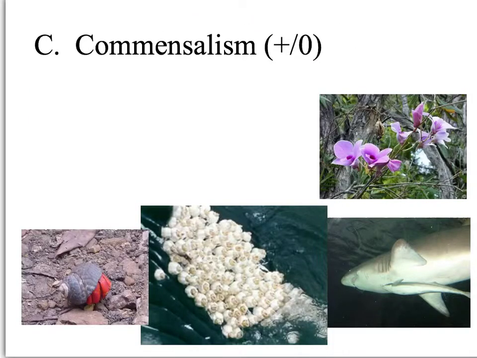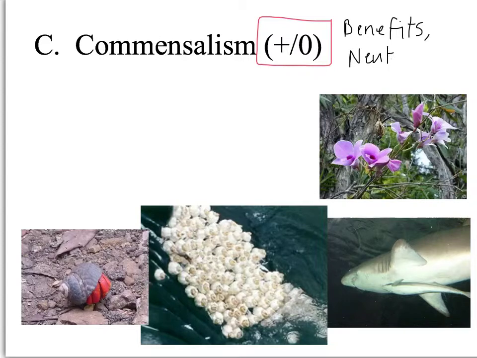The third type of relationship is called commensalism. So you can see up here at the top, it's a positive-neutral relationship. One organism benefits, the other is neither harmed nor helped. And that would be called neutral. So it doesn't hurt the organism, but it doesn't help it out either.